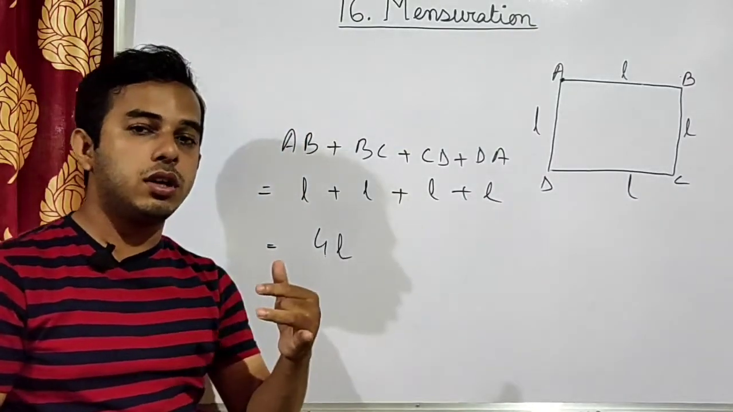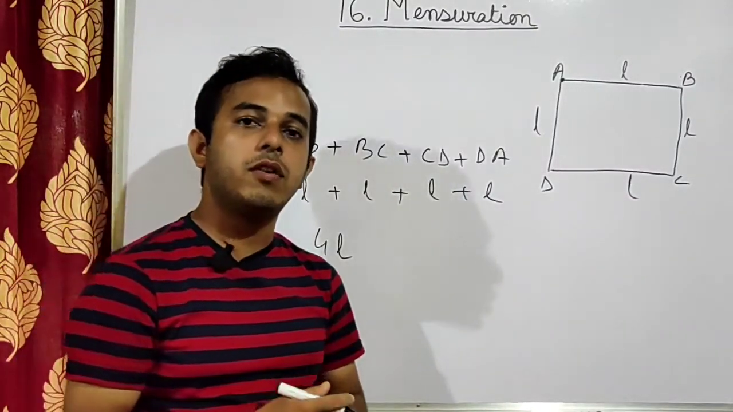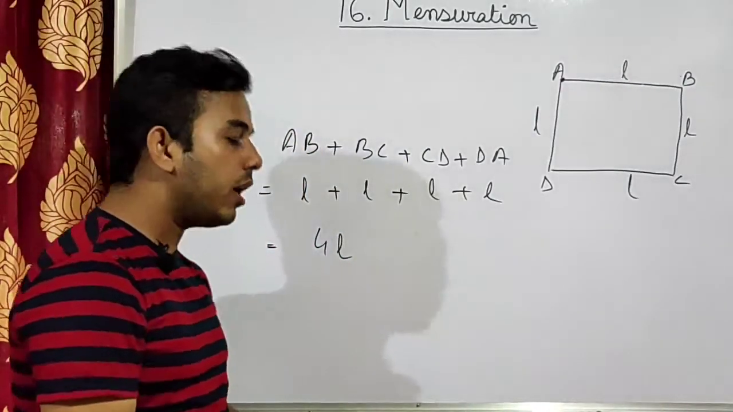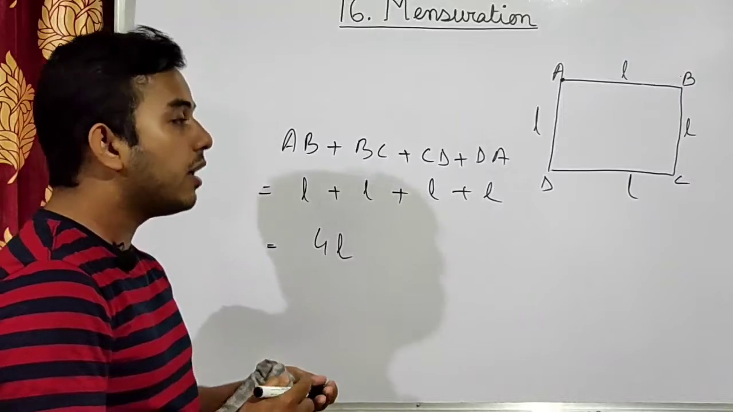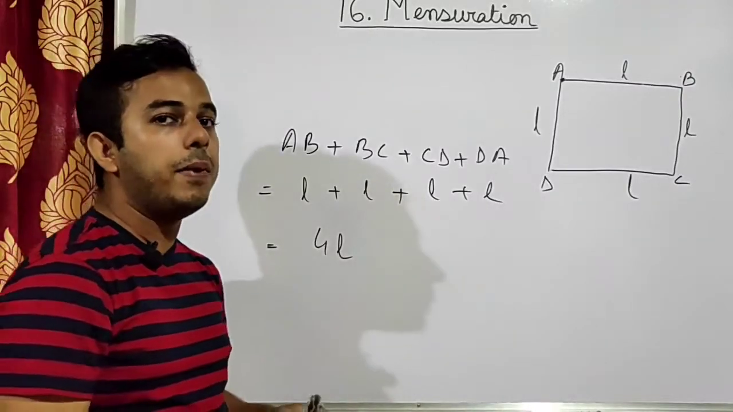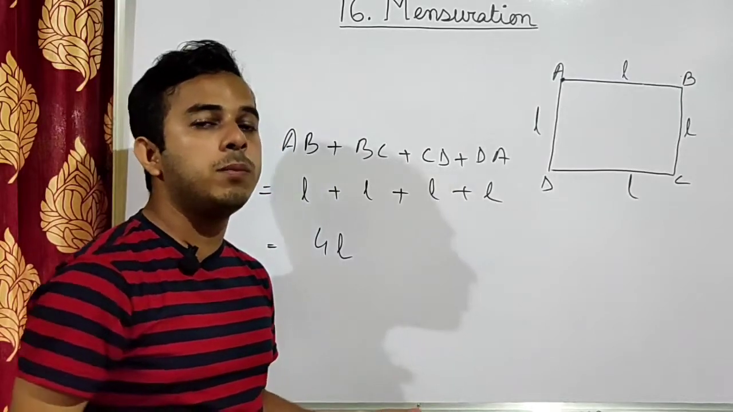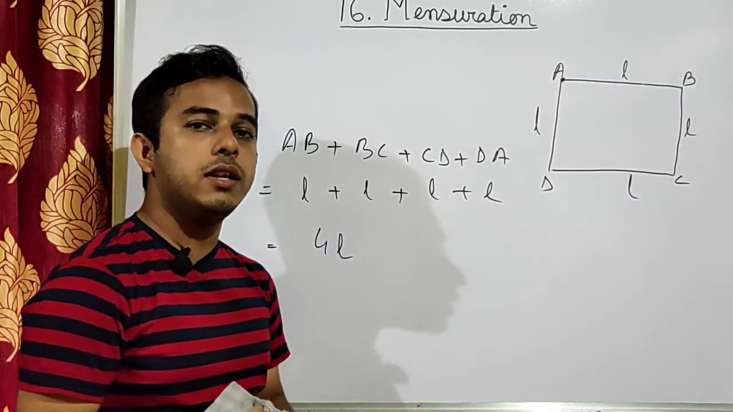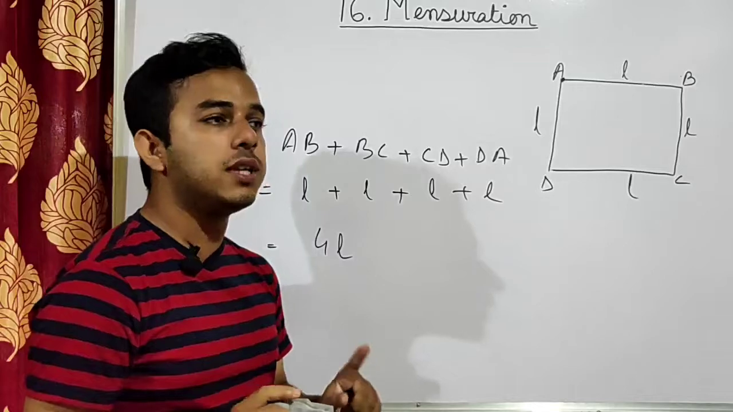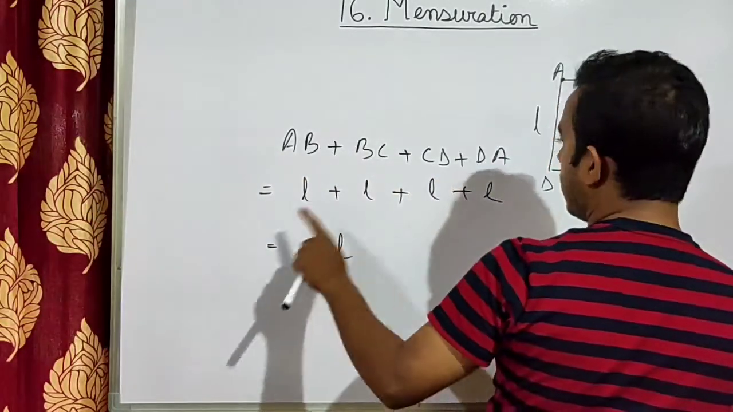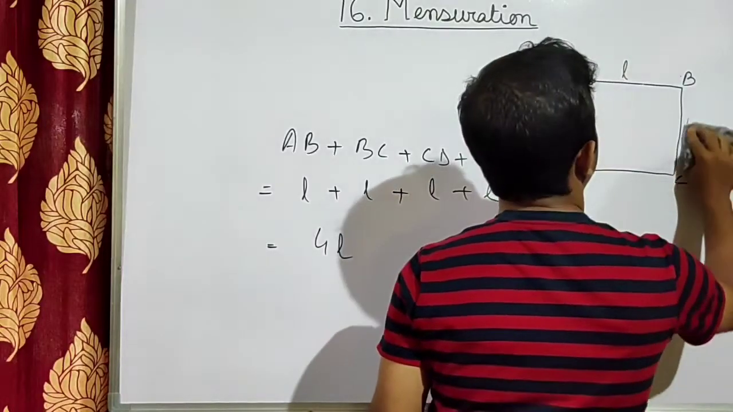Now let us find out the perimeter of a rectangle. So what is a rectangle? A rectangle is also a four-sided closed figure like a square, but in a rectangle we have opposite sides equal. In a square what do we have? All sides equal, but in a rectangle what do we have? Opposite sides are equal. So let's see. You have to note this, right? Note it down. Okay.